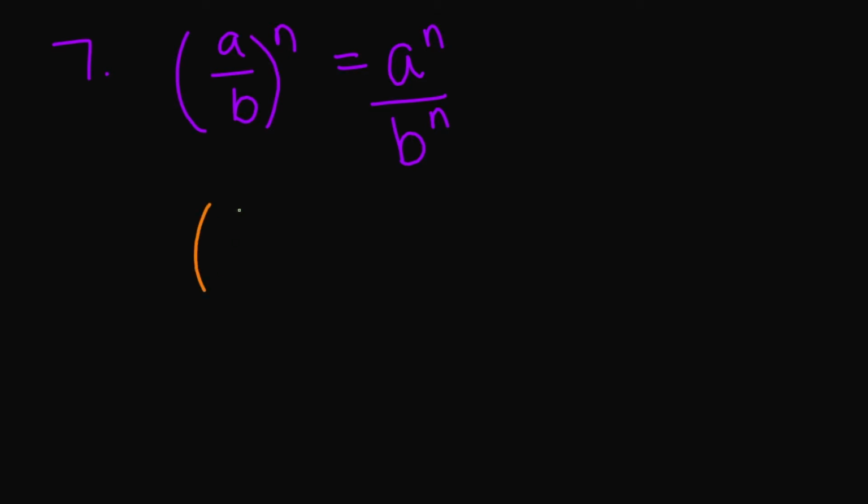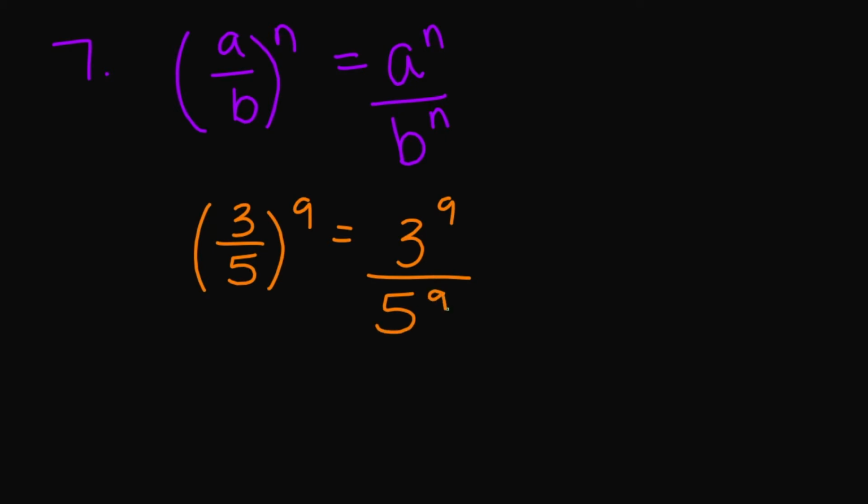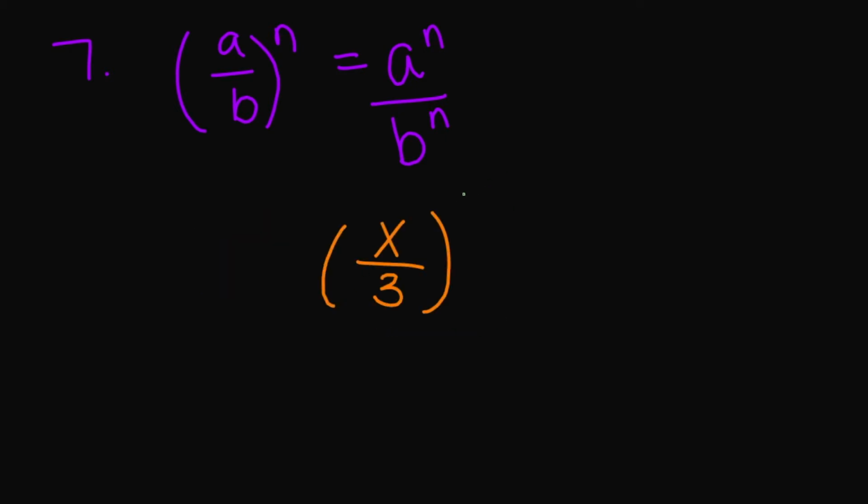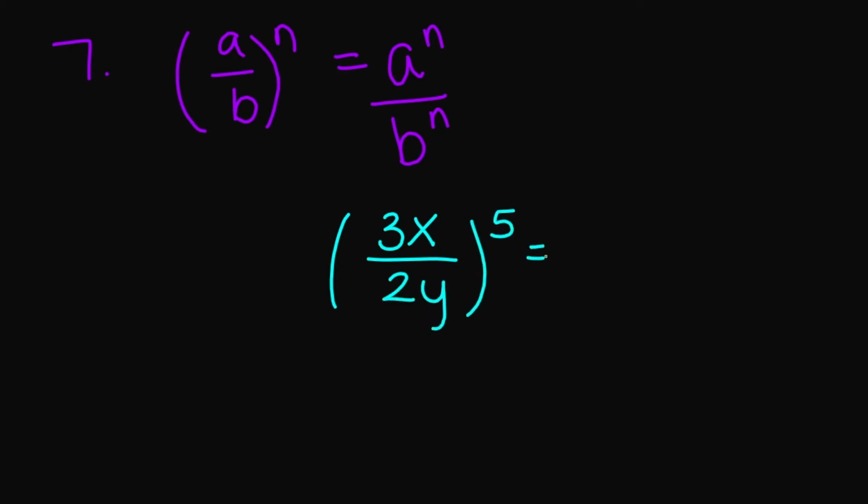If we had 3 over 5 to the 9th power, this is going to be 3 to the 9th divided by 5 to the 9th. What about x divided by 3 raised to the 4th power? This is going to equal x to the 4th divided by 3 to the 4th. What about 3x over 2y to the 5th power? So this is going to equal 3 to the 5th times x to the 5th over 2 to the 5th times y to the 5th.